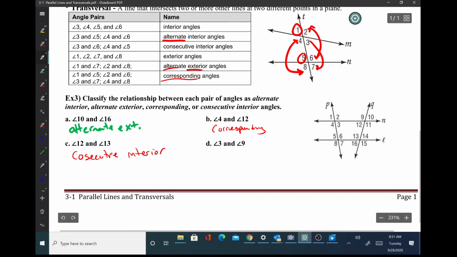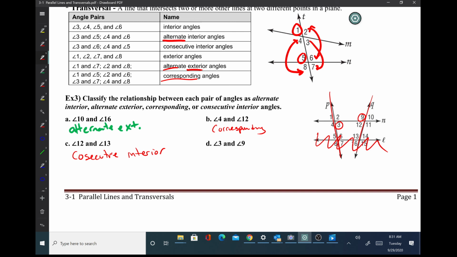All right, 3 and 9. 3 and 9 are there, so you can basically ignore this. So what are our two lines, P and Q? Are these inside of P and Q, or are they outside? Inside, so they're interior. Are they on the same side of the transversal or opposite sides? Opposite. So that's alternate interior.